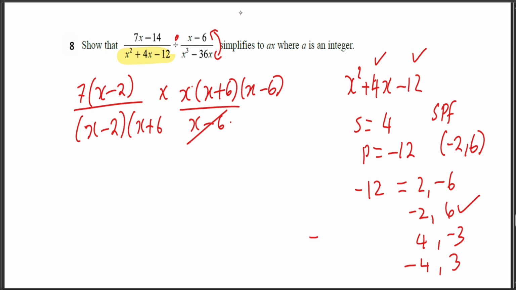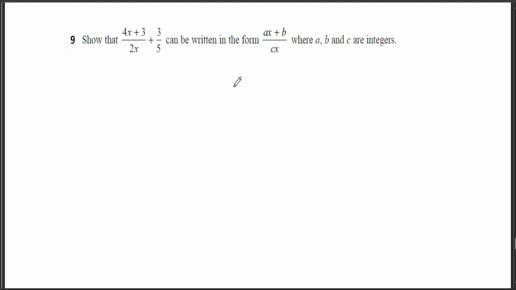Now this and this will cancel out. Okay, and again, since you're multiplying, this and this also cancel out, and you're just going to remain with 7 times x, which is 7x. Also, there's another thing that's going to cancel out. This and this will cancel out, and you just remain with 7 times x, which is 7x, and therefore that is your answer, where a is an integer, obviously.